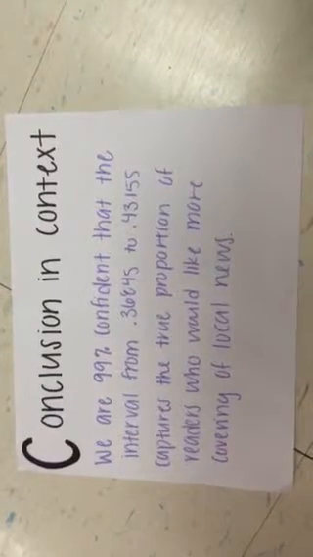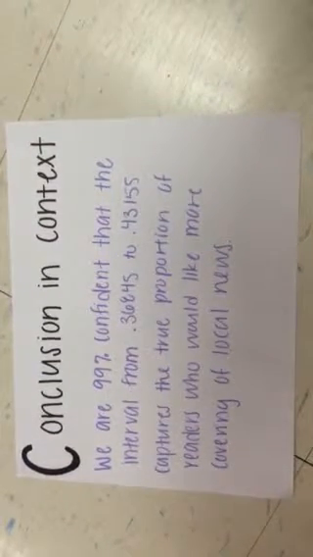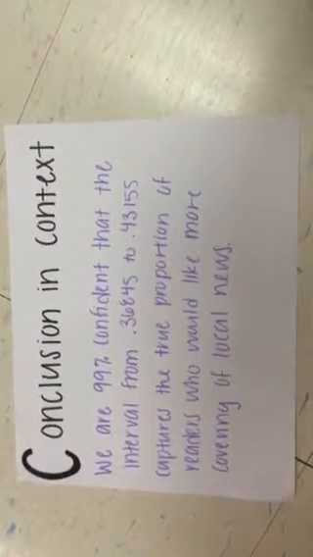And lastly, C, conclusion and context. Don't forget to write it in context. We are 99% confident that the interval from 0.36845 to 0.43155 captures the true proportion of readers who would like more coverage of local news. And we're done. That wasn't too hard.